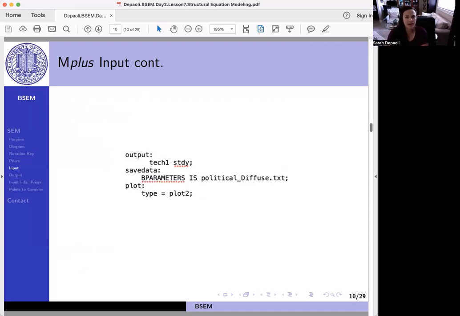So the next part of the input will ask for output. Specifically, we can ask for TECH1 if we want any type of standardization to be spit out. We can ask for our MCMC information to be saved out in a file that we can read into R later. And we can ask for plots if we're interested in those.